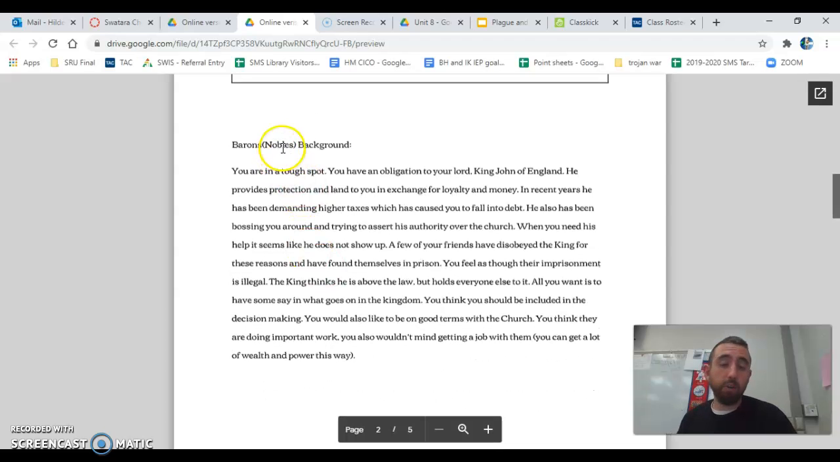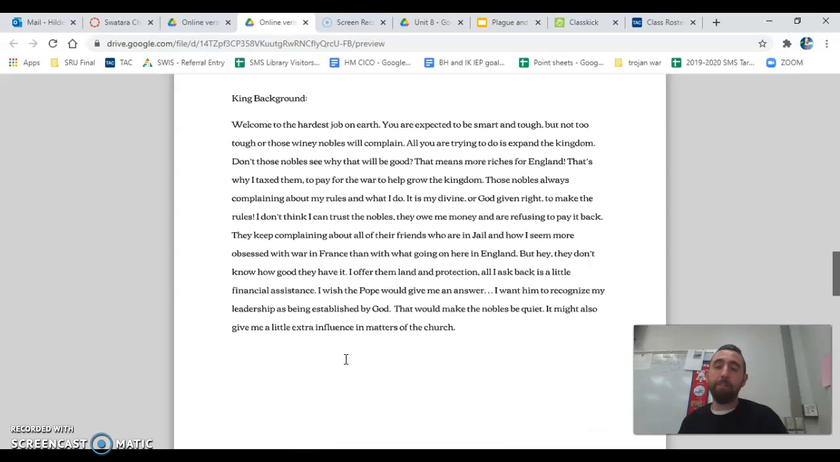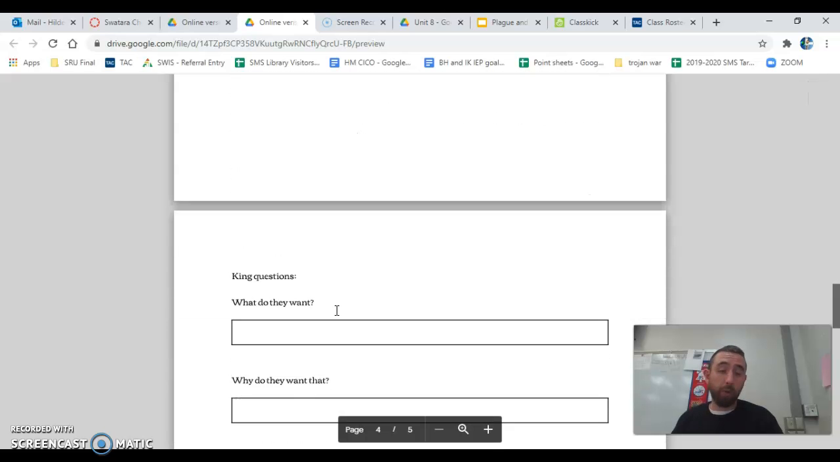Second part is the barons or the nobles. Okay, a little write-up about their role in the Magna Carta, what they want and why they want it. So you have to fill those in. And then finally, the king. What does the king want and why does the king want it? And eventually, all three groups, the Pope, the nobles, and the king, they're going to have to come up with an agreement and sign this charter, make a document that outlines the rules.